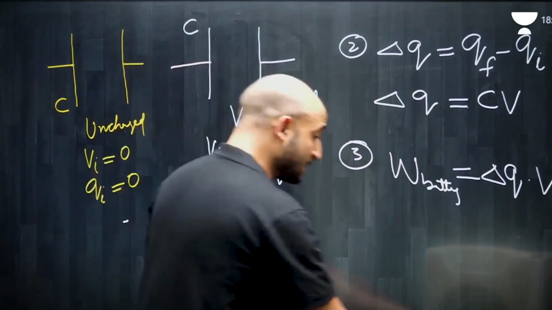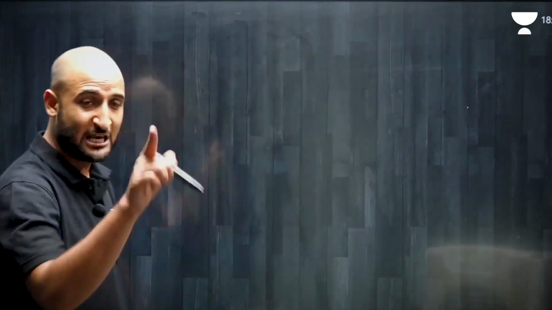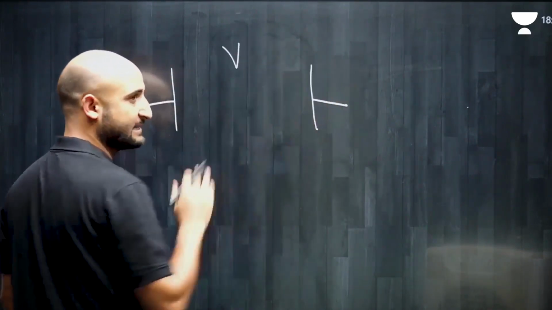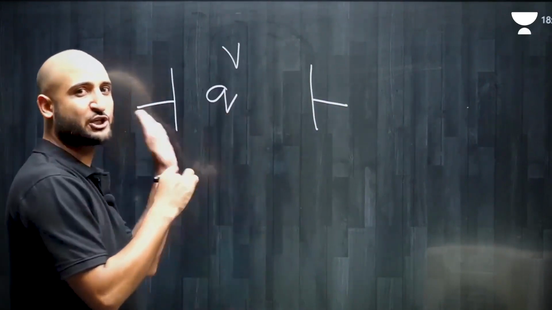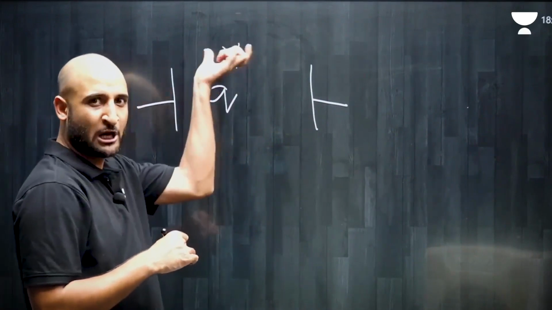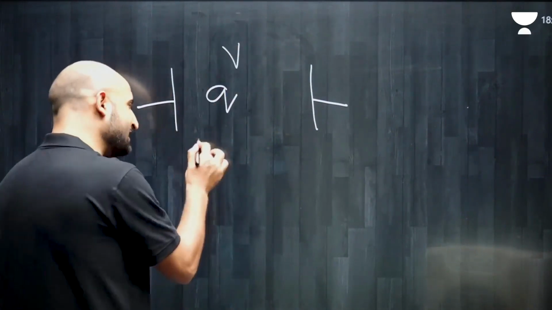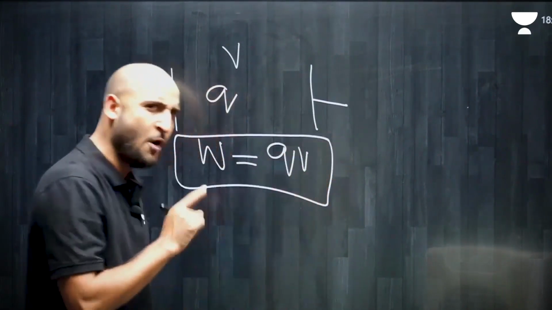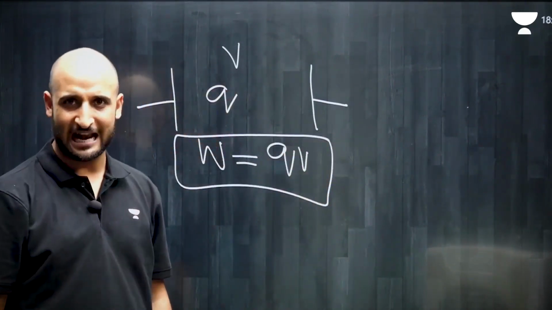Let me make it a little more clear here. You see that in electrostatics, if you have a potential difference V between these two terminals, and you put a charge Q here, the charge Q flows through this potential difference. The charge Q is in potential difference V. The work done by the potential difference is equal to Q into V. This is a very common equation in your electrostatics, right?